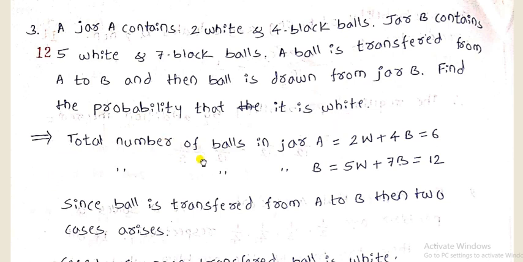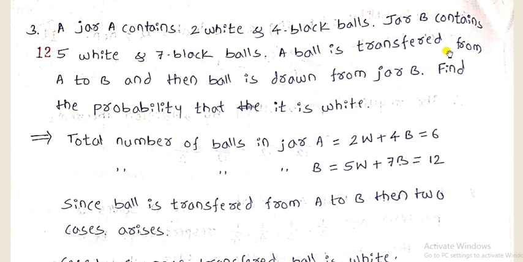Solution: here, the total number of balls present in jar A. In jar A there are 2 white balls plus 4 black balls, so totally 6 balls. Similarly in the second jar, jar B contains 5 white balls and 7 black balls, so the total number of balls is 12.